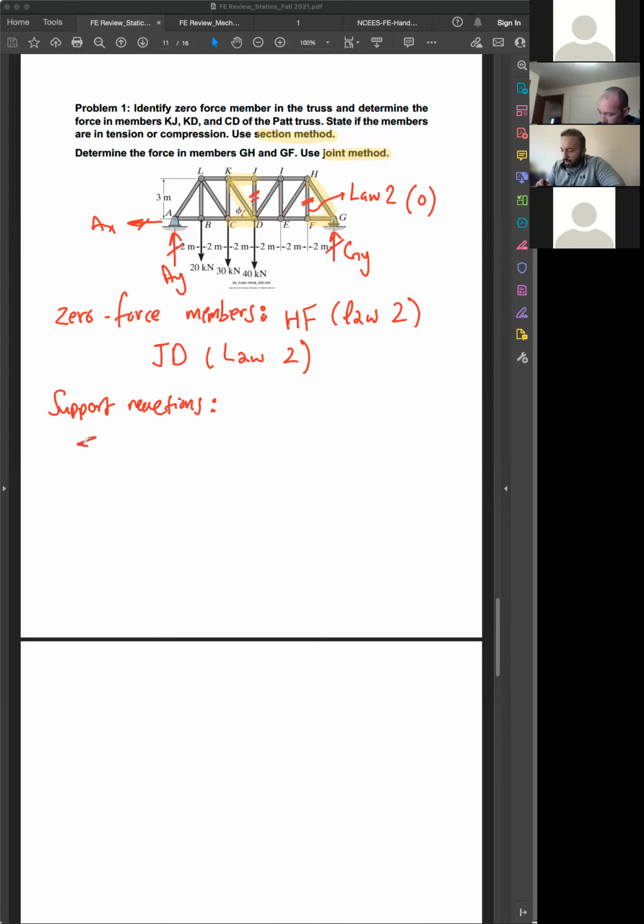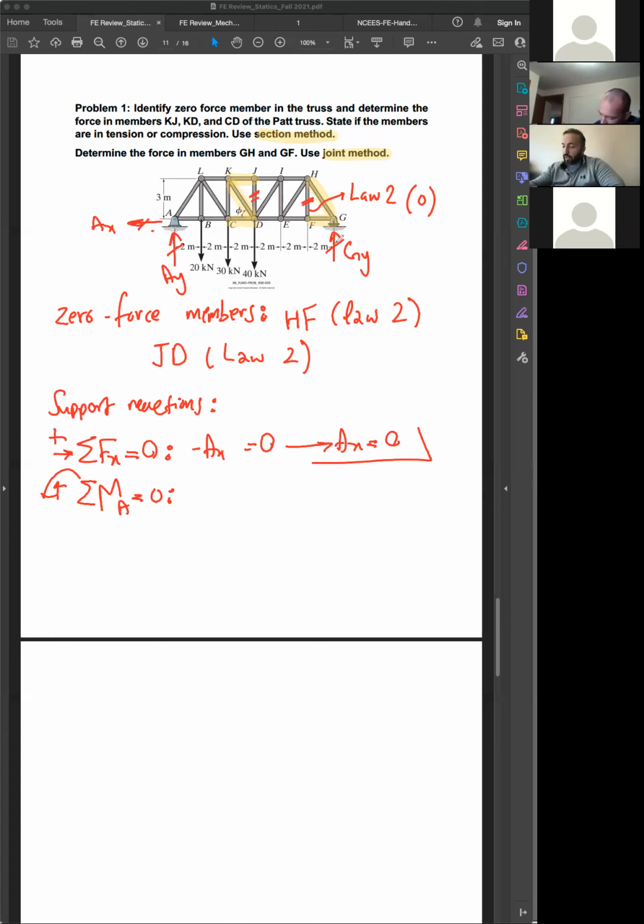All right. Summation of forces in the x direction equals 0. This direction positive, negative AX, no other horizontal force, so AX is 0. Summation of moment about point A, for example, equals 0. About this point, these two unknowns wouldn't appear in the equation. The only unknown left would be GY, so we can find it.